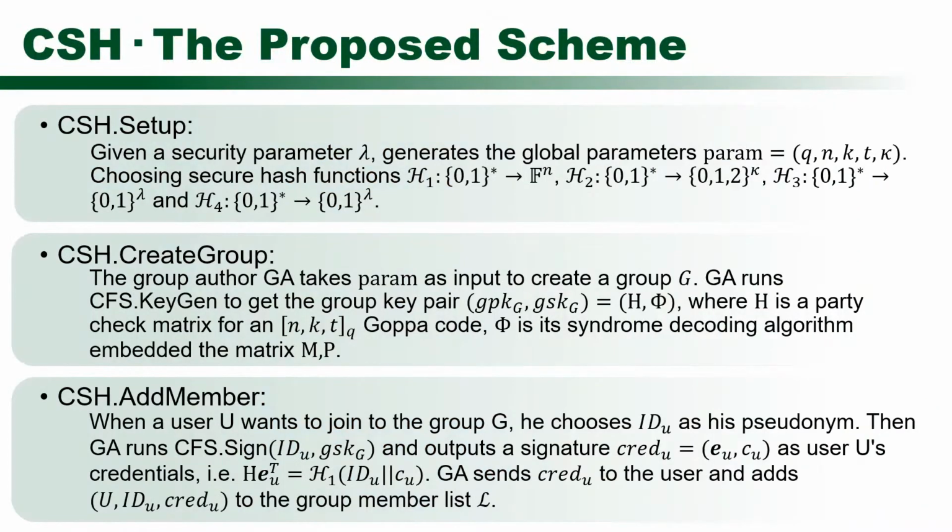Now, let's take a look at the concrete scheme. The create group step and add member step is actually a part of the CFS digital signature system, where the GA generates the group public key and group secret key. Then, GA will send a user's ID into a credential.